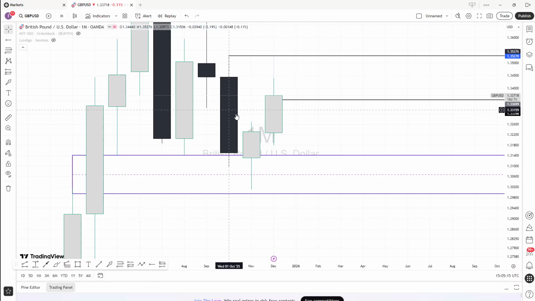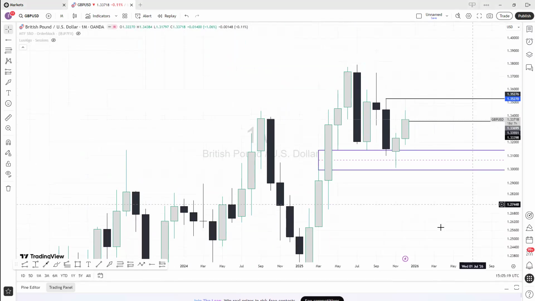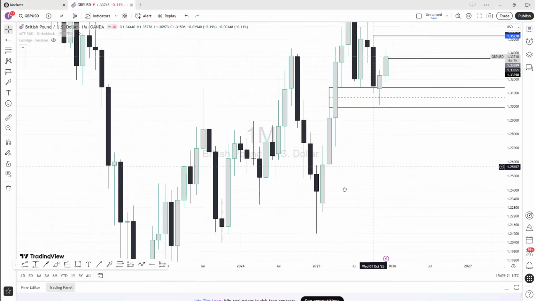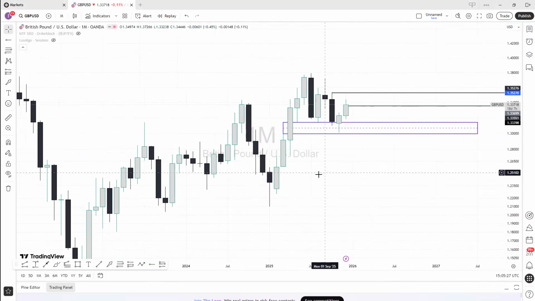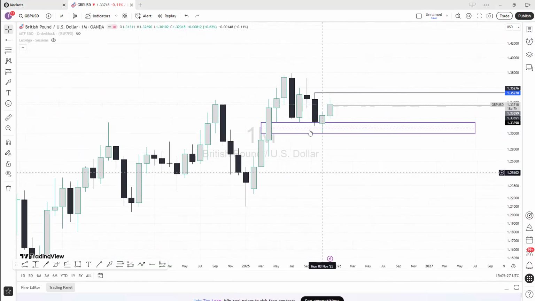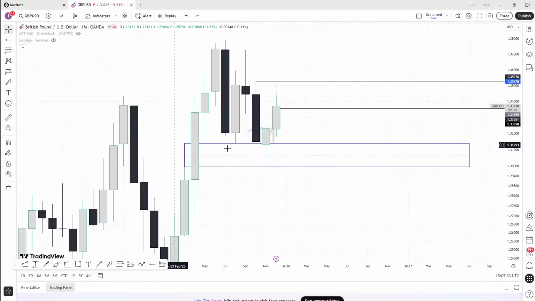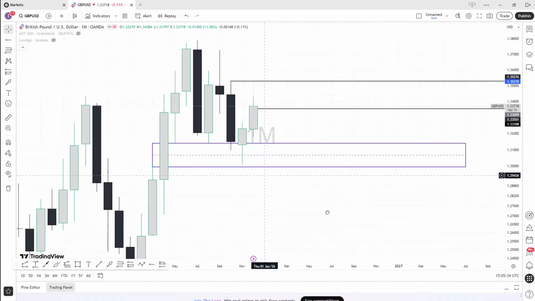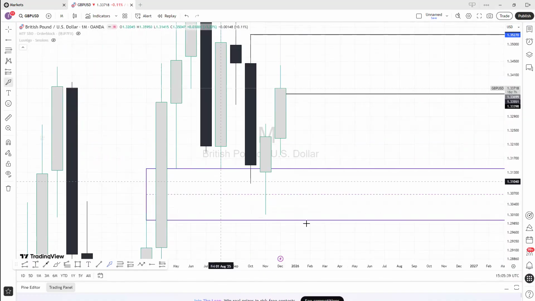Okay, that is GBP USD monthly time frame. Monthly time frame, GBP USD. Market structure on monthly time frame, you can see it appear like this. It is bullish continuation, and you can see price reacted on that monthly FVG, and previous month it closed with a rejection from that imbalance.